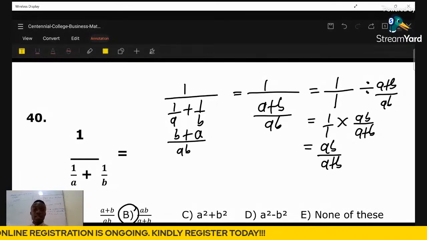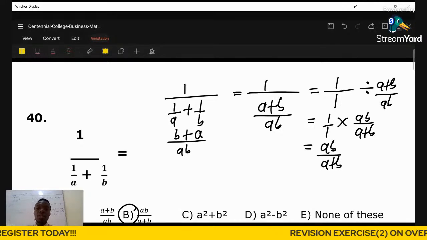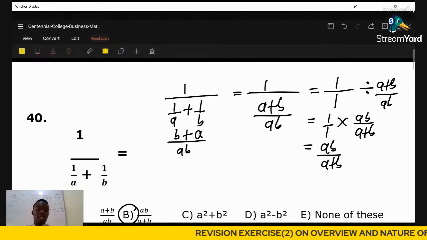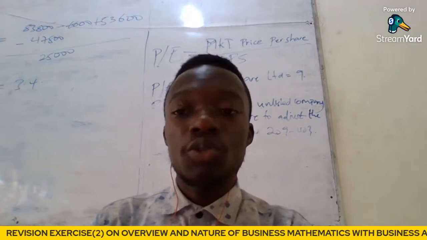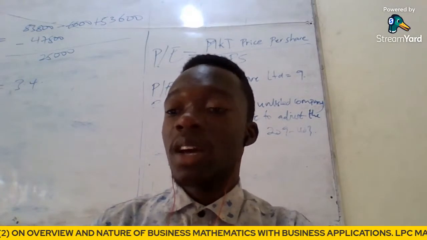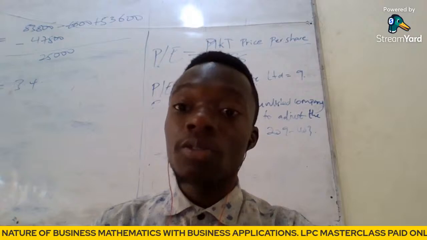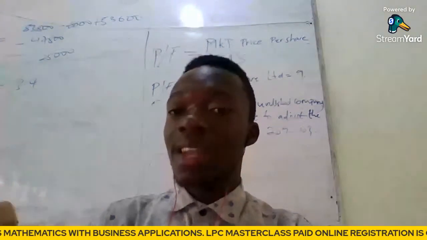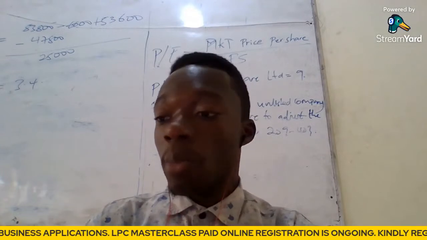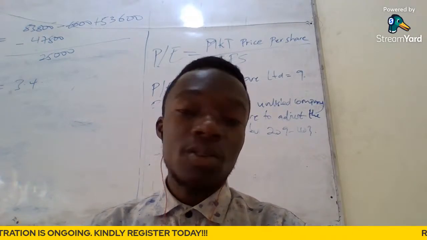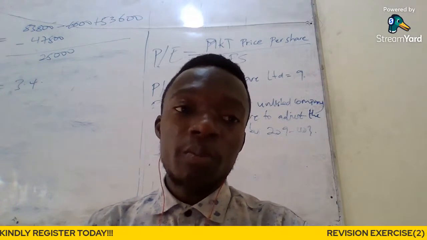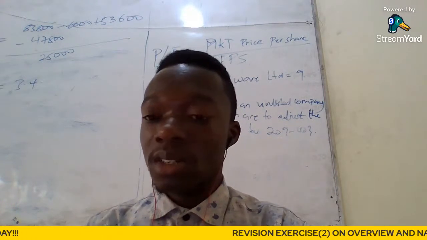So that is actually the basis when it comes to the overview and nature of business mathematics with business application. If you have any question, you can bring it on board while I explain it for you to appreciate what we want you to understand. This revision exercise 2 that we have gone through right now, the next step will involve more word problems in relation to the overview and nature of business math. If you have any question, you can drop it in the comment section. If there's no other question, then we'll bring today's session to an end.